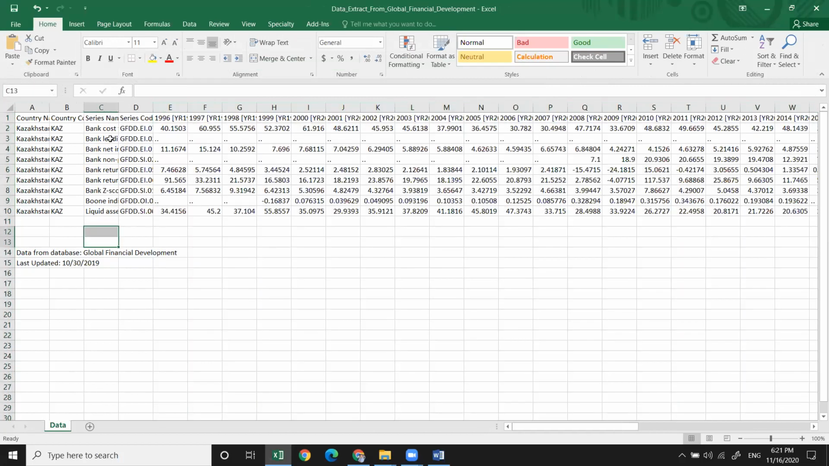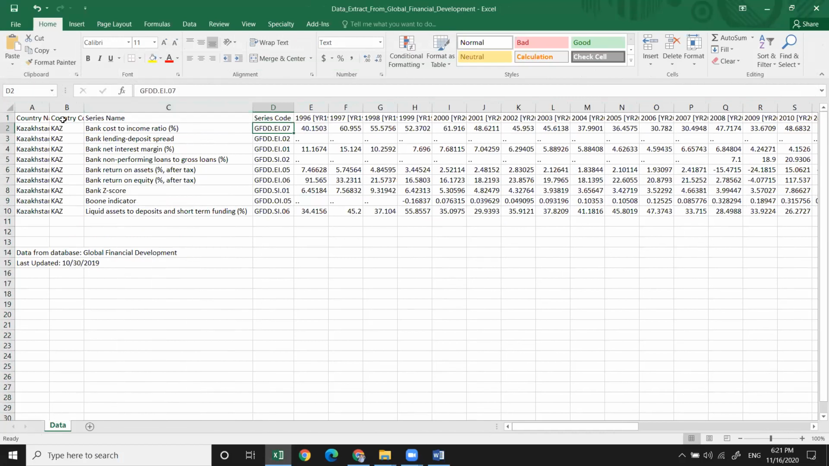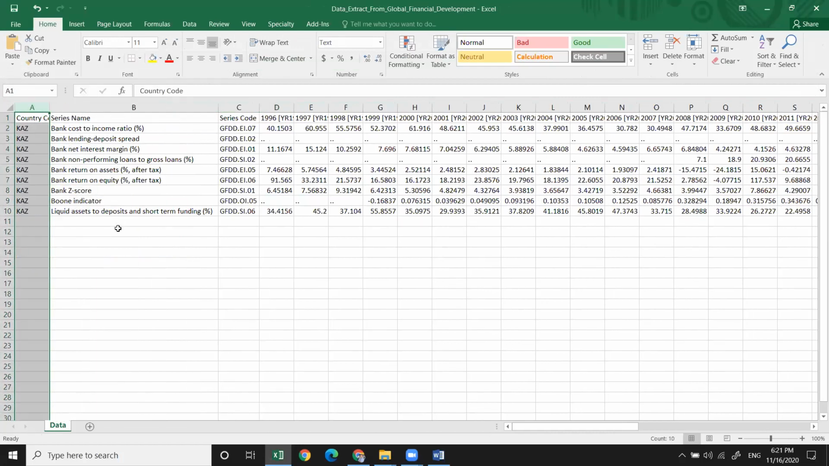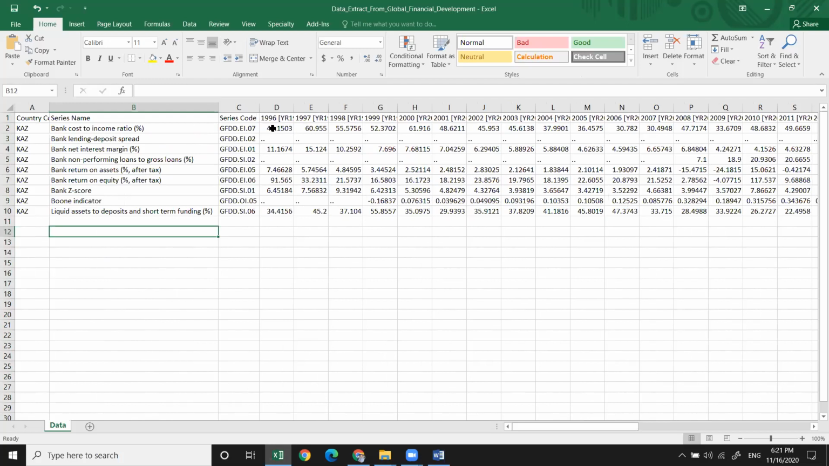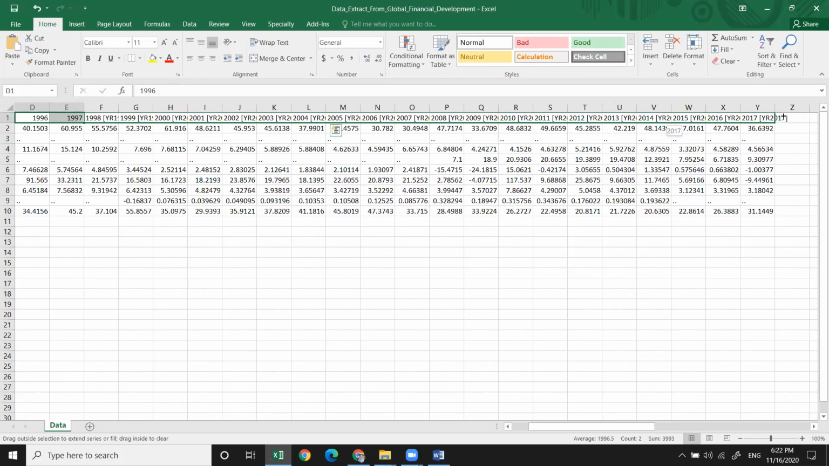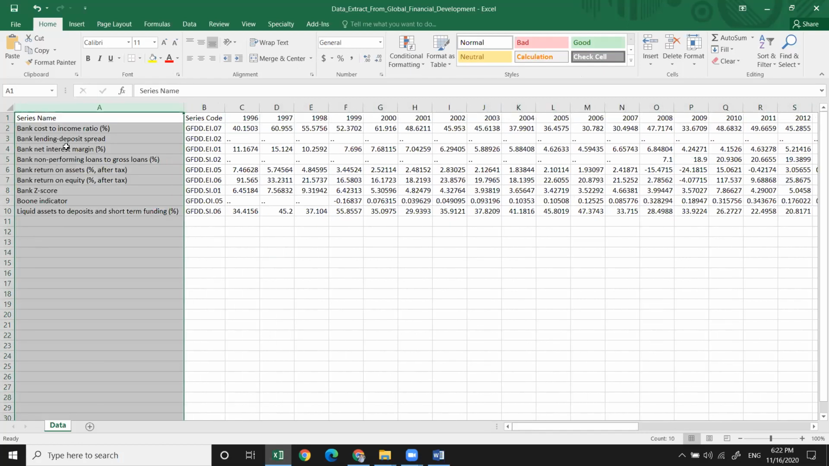So here, these are the ratios that I use. For example, I don't need this one. So this is the data I downloaded, and I'm going to use this data, from 1996, 1997 until 2017. Great. I know it's Kazakhstan.